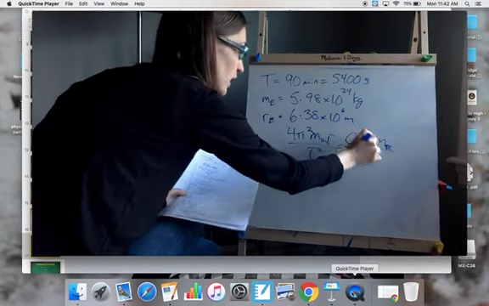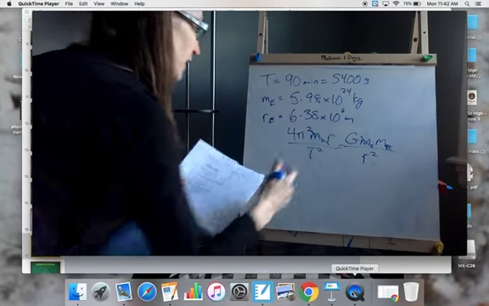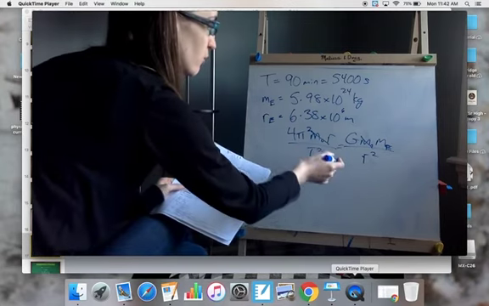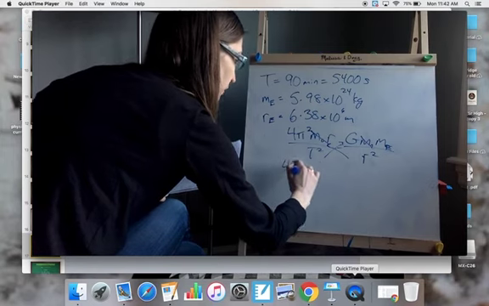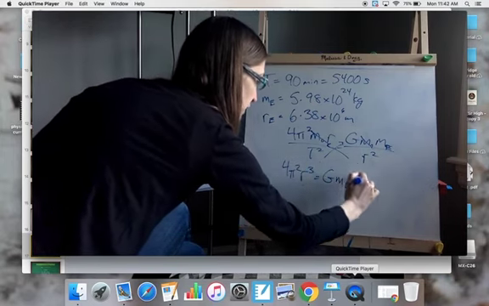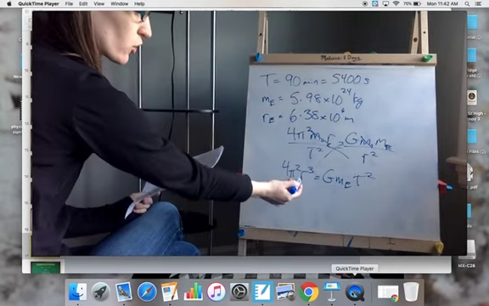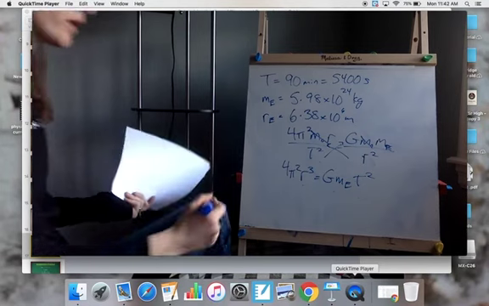We see that these would cancel from both sides, and what you'd end up getting is, again, the same cross multiplication formula here and here. So you get that 4 pi squared r cubed is equal to G M_E T squared. We're solving for r, so we're going to divide both sides by 4 pi squared.